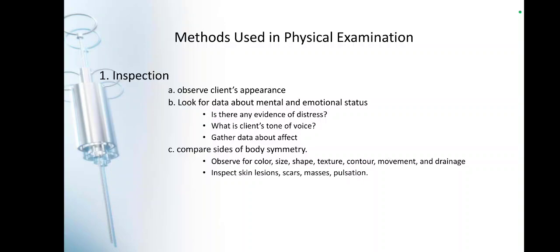Okay, now for your inspection, you observe the client's appearance. You look for data about mental or emotional status, such as any evidence of distress. What is the tone of voice of the client? Gather data about that affect, and then compare sides of the body, symmetry, observe for any color, the size, the shape, the texture, the contour, the movement, the drainage, to inspect skin lesions, scars, masses, and pulsation. So again, inspection is the method wherein you use your eyes, or sense of sight.